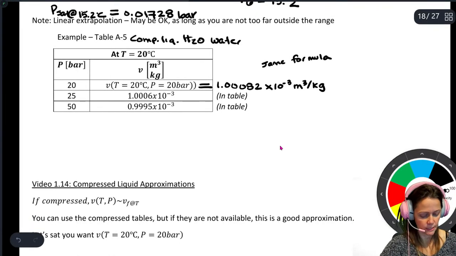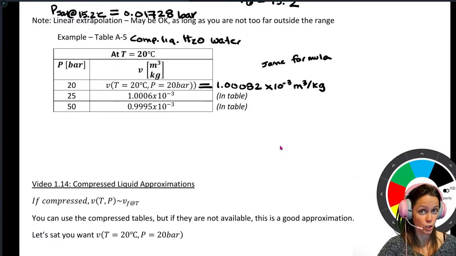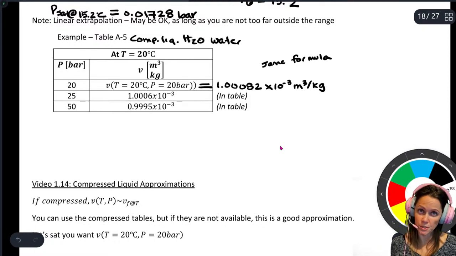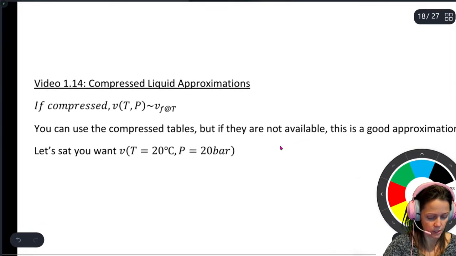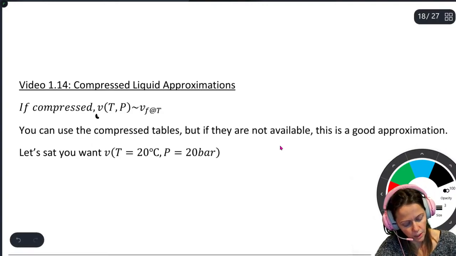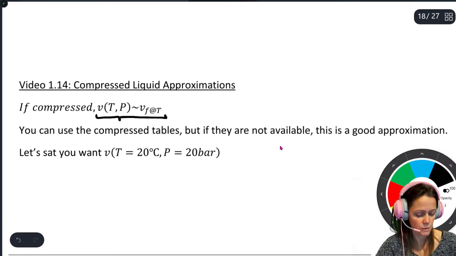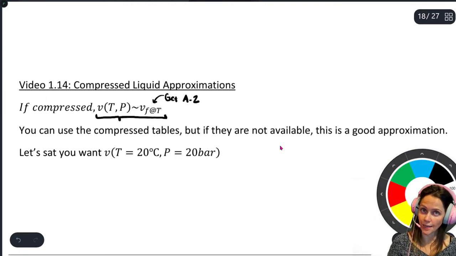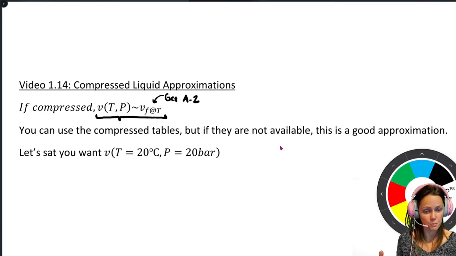Another word about those compressed liquid tables, sometimes you actually don't have compressed liquid tables. It's not terribly common to have them for every single substance. In fact, with water, we have compressed liquid water tables, but for other substances that we analyze in this class, we don't have those compressed tables. And so there are approximations that you can use for the properties if it's a compressed liquid. So if it's a compressed liquid, you can approximate that your specific volume is actually the V sub F at T, and that's a value that you can get from table A2. So you're not saying it's saturated, but you're saying that, okay, it's compressed, but my specific volume is pretty close to this number.